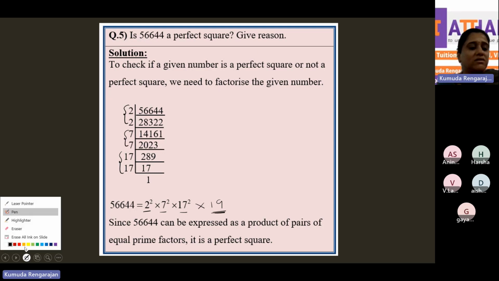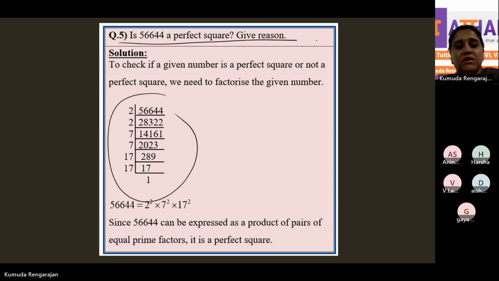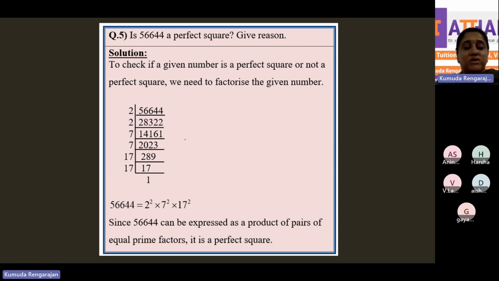So you must answer this question using the prime factorization method only, not the long division method, because you'll have to give a reason. This method is more appropriate for this question. If the question is to find the square root, then you can use the long division method also. Here it does not say find the square root. Is it a perfect square and give reason? So you should use the prime factorization method.